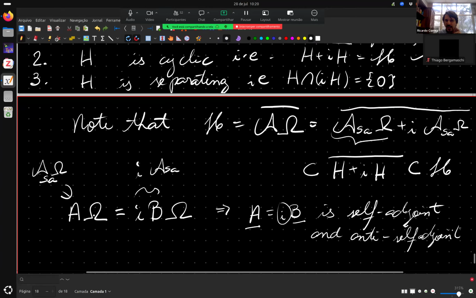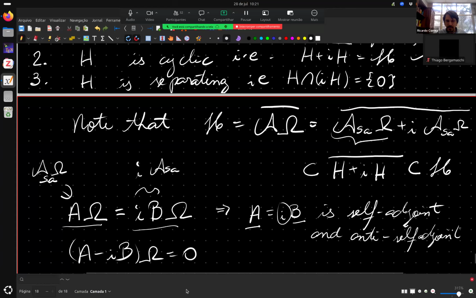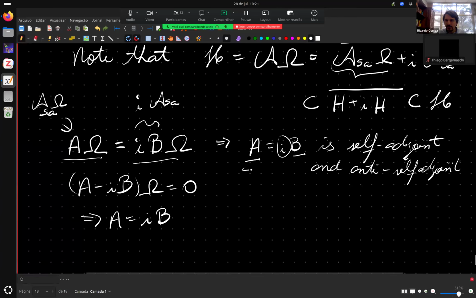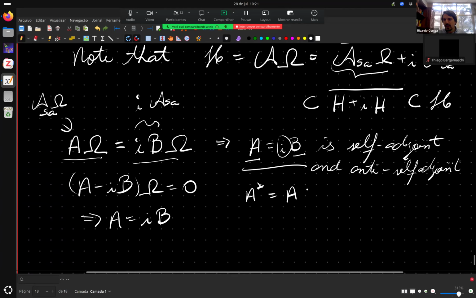Yeah, so here I'm using the fact that omega is separating. If you have A omega equals iB omega, that means that A minus iB acting on omega is 0. But that cannot be, because that would imply that A equals iB, and that's what I'm using here. But then you cannot have that A is self-adjoint and anti-self-adjoint. On the one hand, when you take A star, it should be equal to A. But when you look at iB, it should be equal to minus iB star.